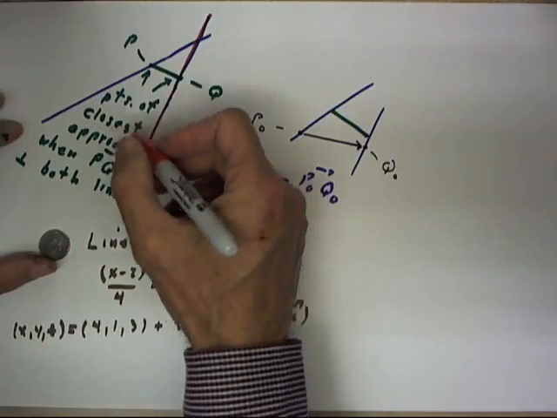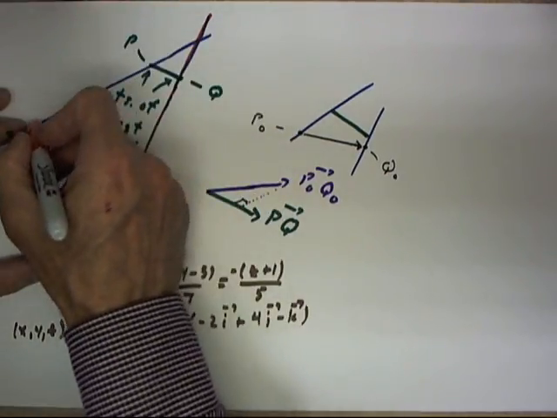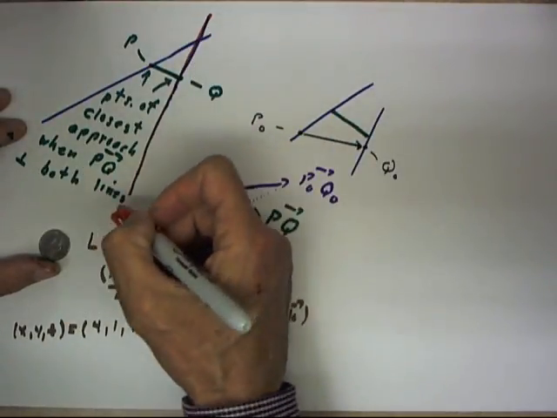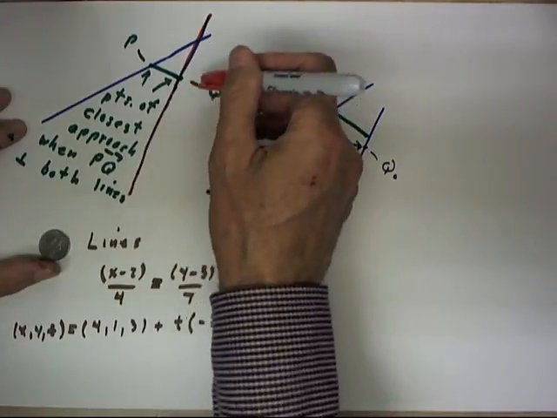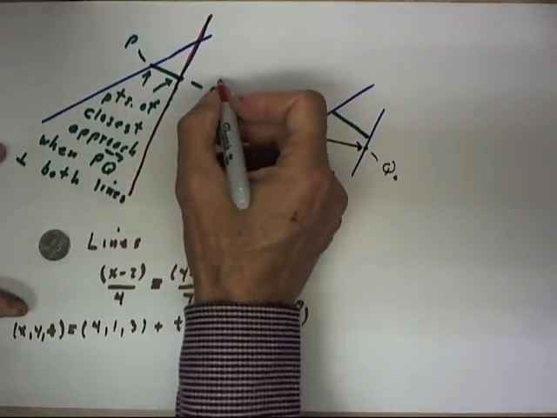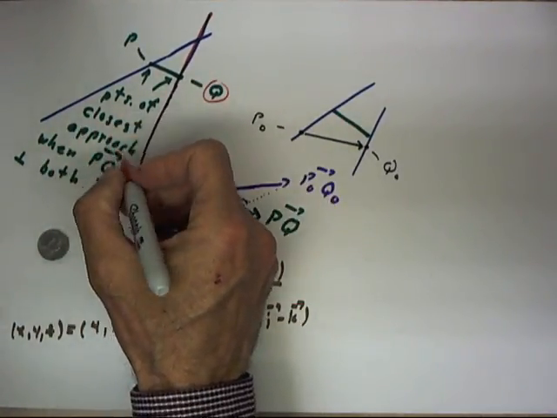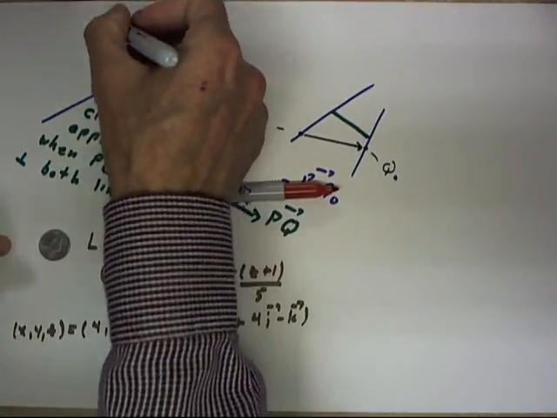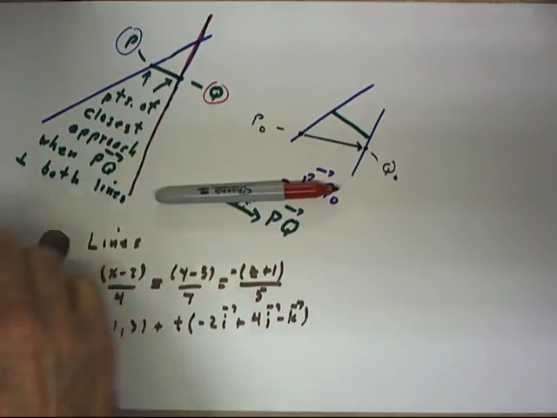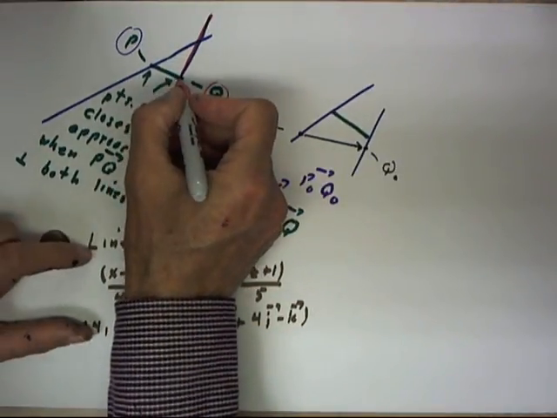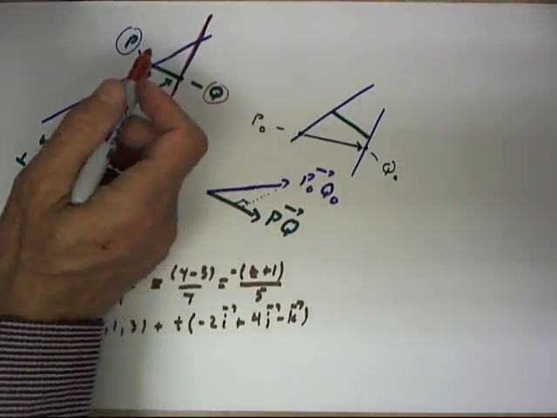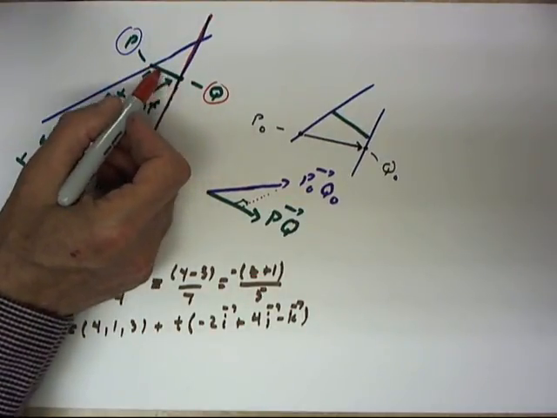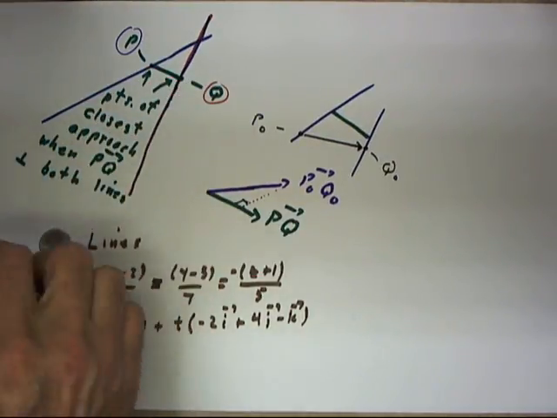So my picture here represents a point P on one line that we'll call maybe the blue line, and a point Q on another line, which we'll call maybe the red line. And let's go ahead and put a blue circle around P and a red circle around Q, along the mutual perpendicular of closest approach.